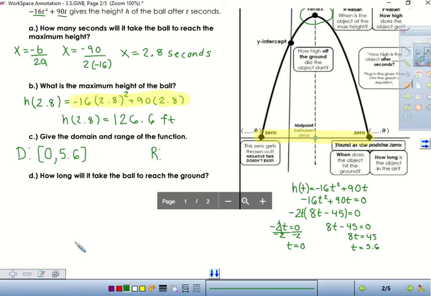Now we're talking about our range. Range is bottom to top. Range is the height. What's the lowest your height can ever go? 0. That's like the ground. And what do we know our maximum height is? 126.6. Good. 126.6 is my maximum height. Range is height, if you want to write that next to it to help you remember. Domain is time. Okay?